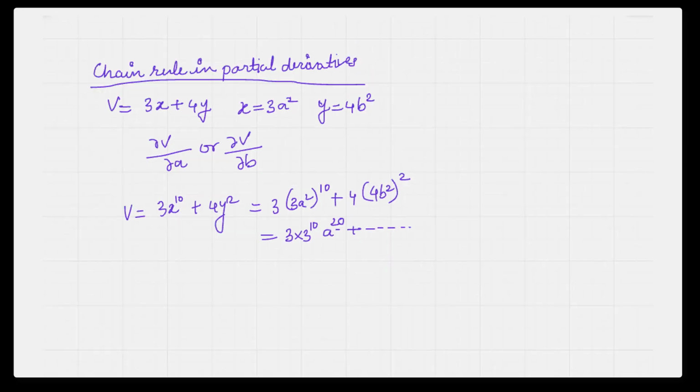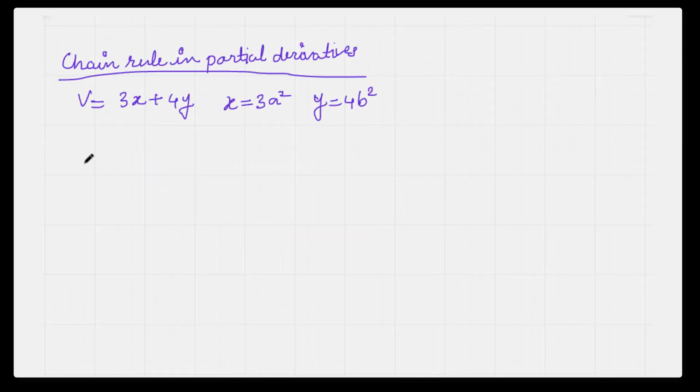Now let's build a computation graph. How will it be? Here is my main v. This v is related to x and y directly, whereas this x is related to a and this y is related to b. This tree is the single most helpful diagram to draw out before computing any partial derivative.